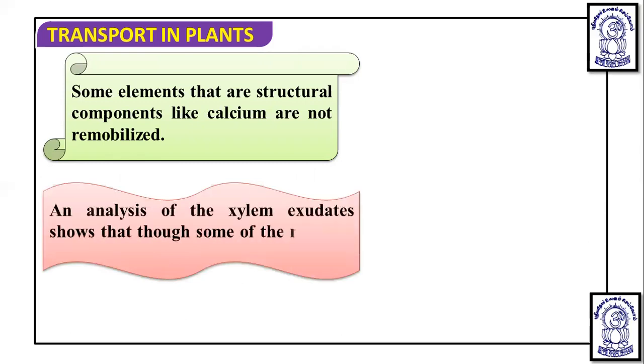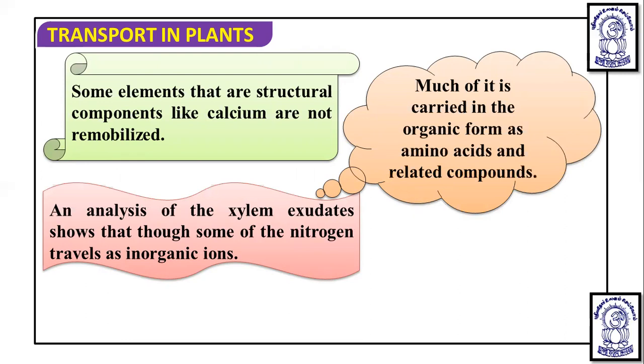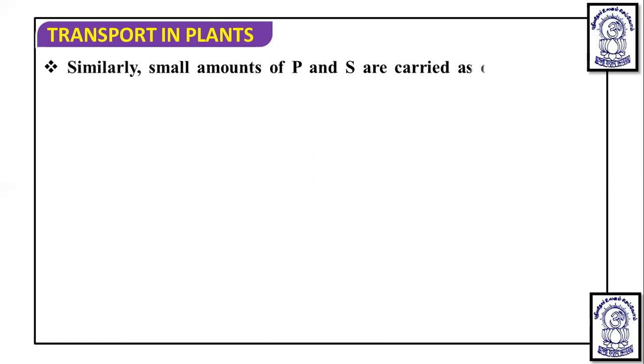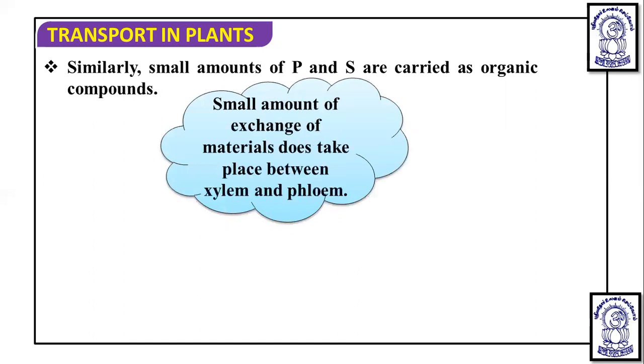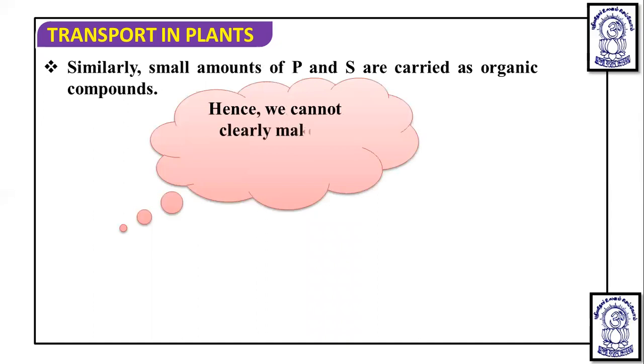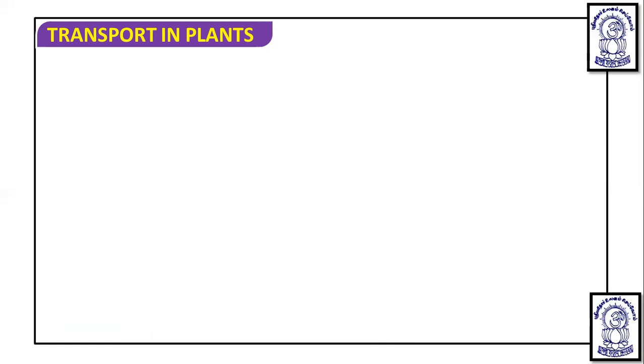An analysis of xylem exudate shows that though some of the nitrogen travels as inorganic ions, much of the nitrogen is carried in an organic form, as amino acids and related compounds, through the xylem. Similarly, a small amount of phosphorus and sulfur is also carried as organic compounds. A small amount of exchange of material takes place between the xylem and phloem. So we cannot make a clear distinction that xylem transports only inorganic nutrients and phloem transports only organic materials.